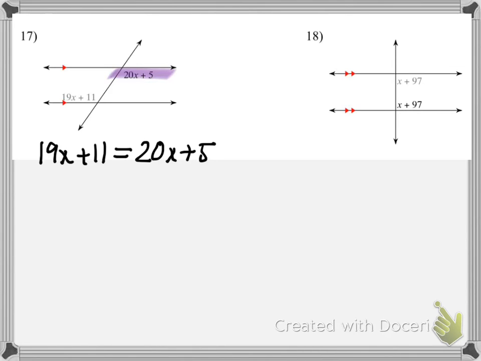Number 18 here, they're on the same side. They're both inside the parallel lines. So we have same side interior, which means the property here is that they are supplementary. And so in order for us to set these up, we add them. So it would be x plus 97 plus x plus 97, and that's going to equal 180. Combine like terms, get the x by itself, solve for x. Once you have x, then you're going to go ahead and plug it into x plus 97.